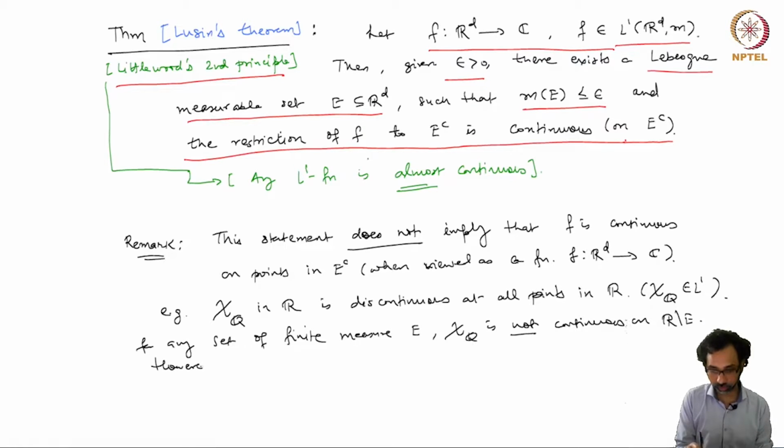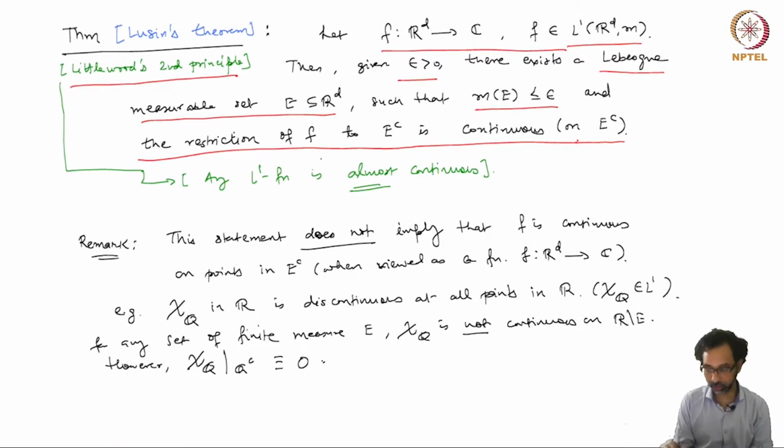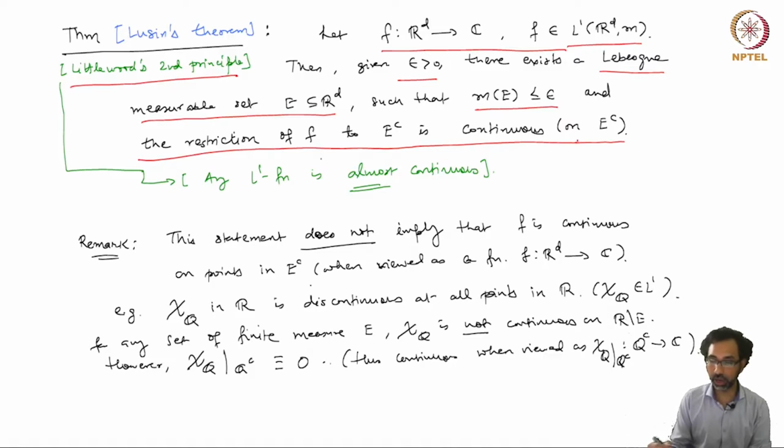However, the restriction of this indicator function, when restricted to the complement of the rationals, is identically 0 and therefore continuous when viewed from the complement of the rational set. So it is continuous when viewed as a map, so this restricted map is from the complement of Q to C. So this shows that this statement of Lusin's theorem does not imply that f is continuous on points in E complement when viewed from the entire domain Rd with values in complex numbers.